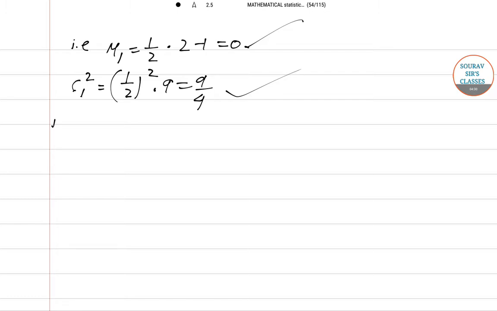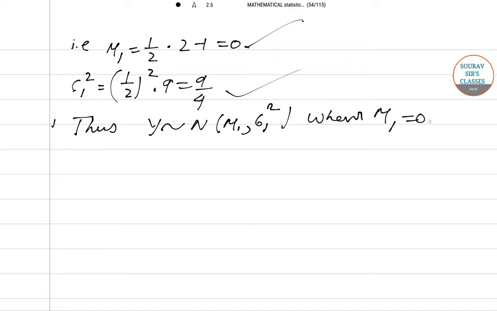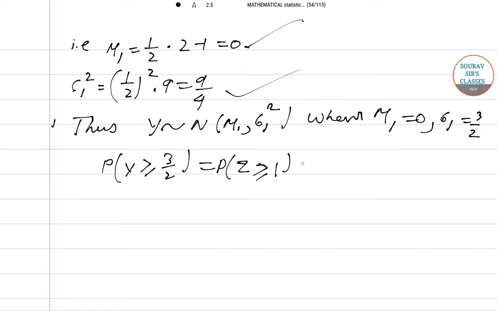Now thus, y tends to normal mu 1 comma sigma 1 square, where mu 1 is equal to 0 and sigma 1 is equal to 3 by 2. So we can write the probability y is greater than or equal to 3 by 2 is equal to the probability z greater than or equal to 1, which is equal to 0.5 minus P(0 to 1), which is equal to 0.1587.